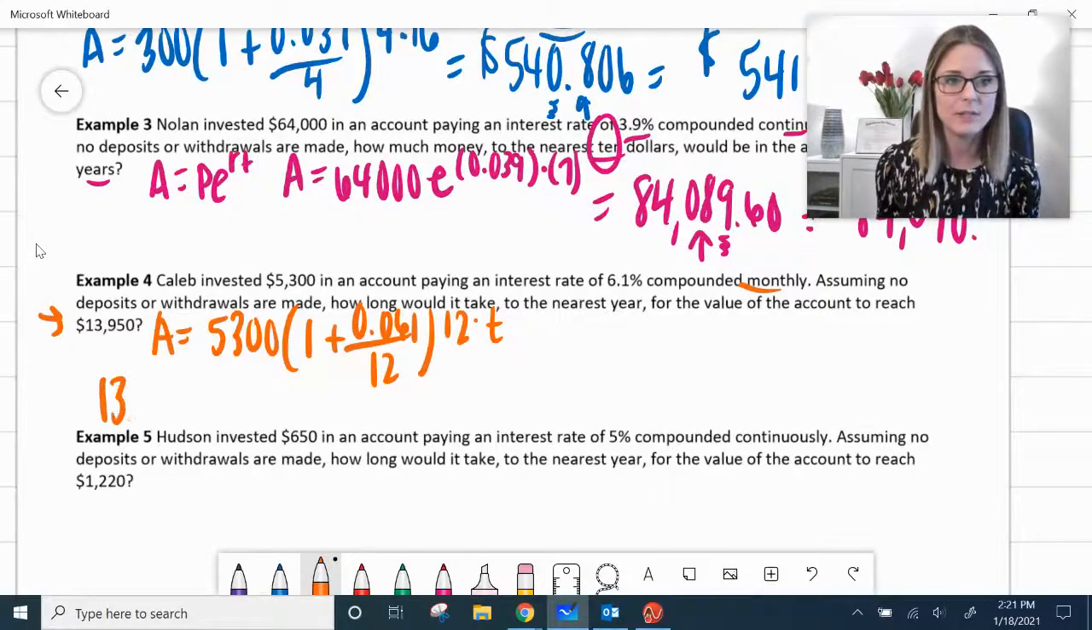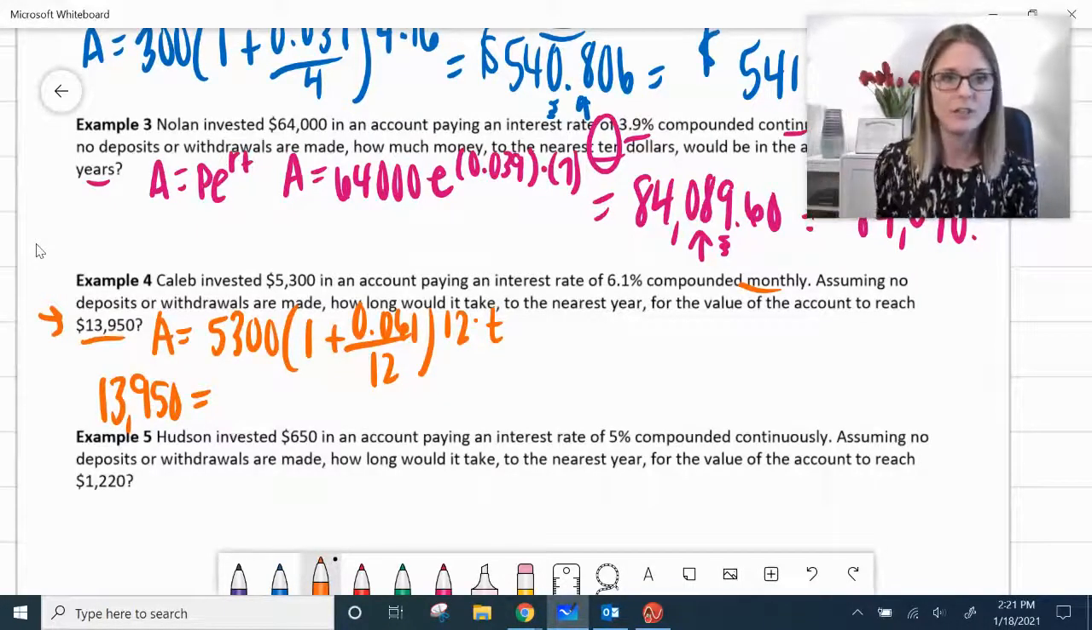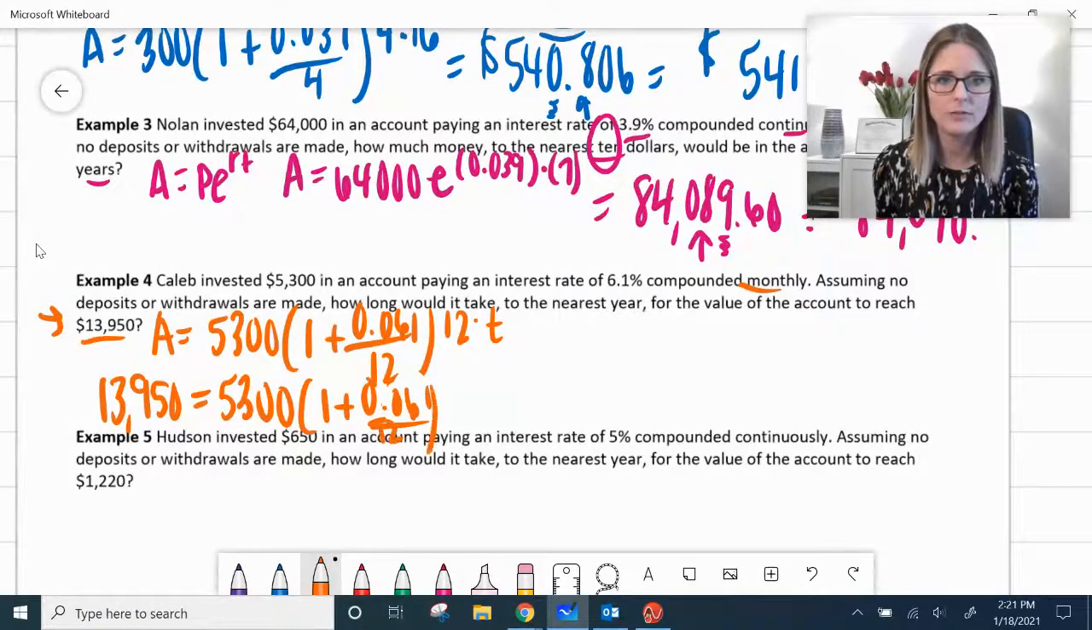I want to show y'all this. I want to make sure I'm very clear. We're putting that in for A. I want it to equal that after so many years. We're looking for the years. Let me write my problem. This is our formula. Oh, I missed a 0 there. That would be important. All over 12. Sorry, it's a little messy. And t is my variable.